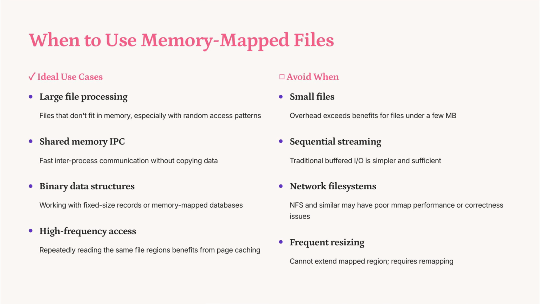Memory-mapped files excel in large file processing, especially when files exceed available memory and require random access. They enable fast inter-process communication through shared memory without data copying. Ideal for binary data structures and high-frequency access due to page caching. Avoid for small files, sequential streaming, network file systems, and frequent resizing due to overhead and performance issues.